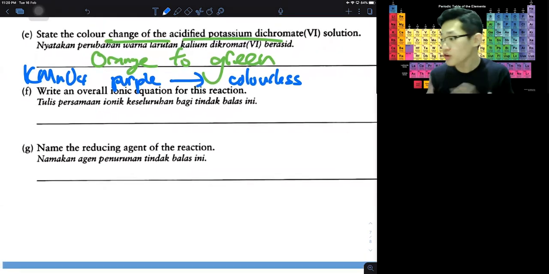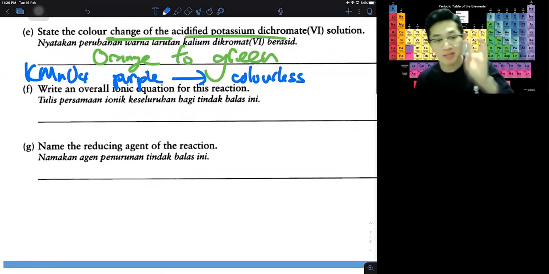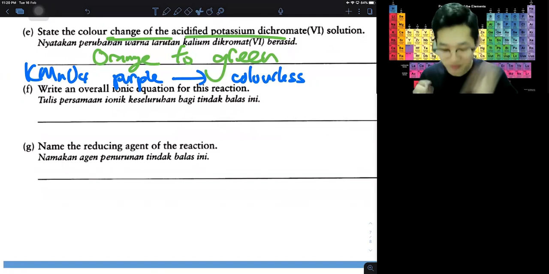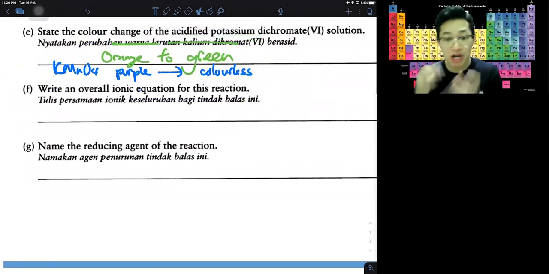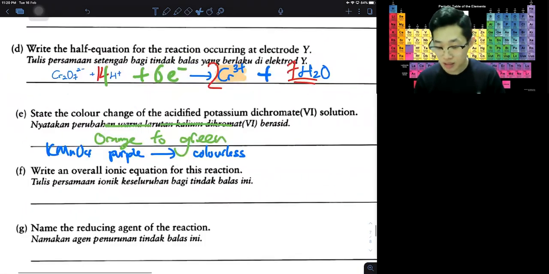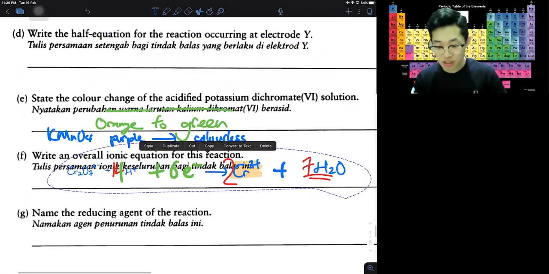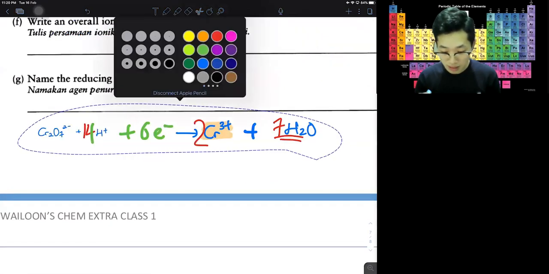Next, overall ionic equation. So please look carefully at how to do the overall ionic equation. We are going to combine the two equations together. This is how you do it. So I bring the equation down. Same color. Okay.